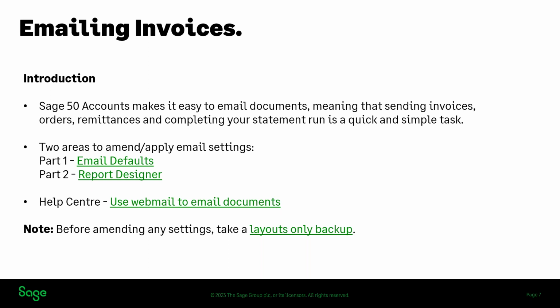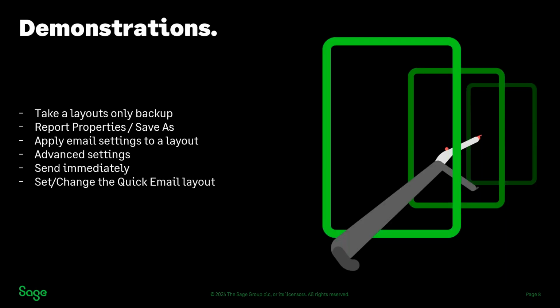And we'll include that in the demonstration, which we're going to run through now. So the demonstrations we're going to run through: taking a layouts only backup, changing the report properties of your invoice template and saving it. We're then going to run through the email settings themselves, so how you can apply those to the layout and give you an idea of what options are available.